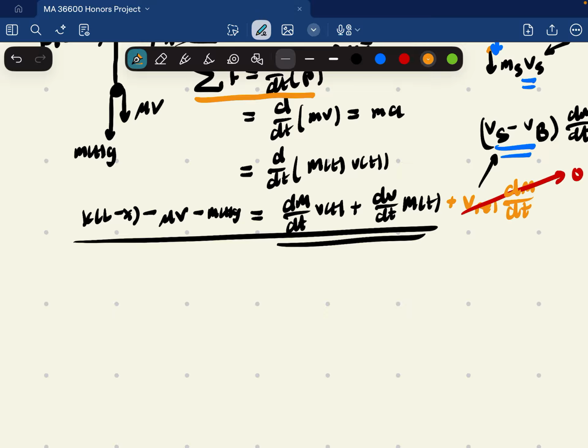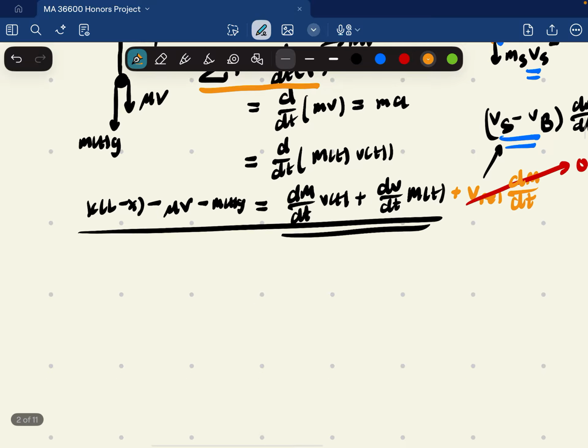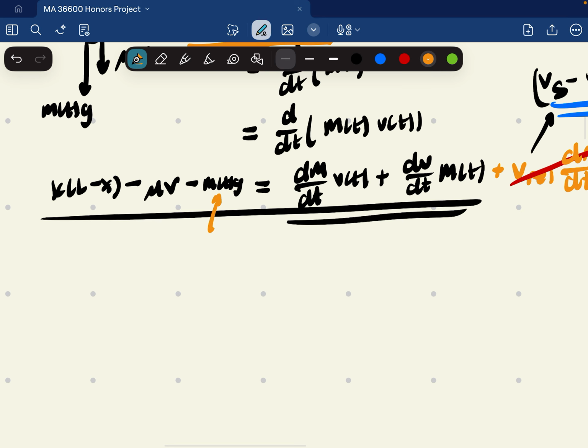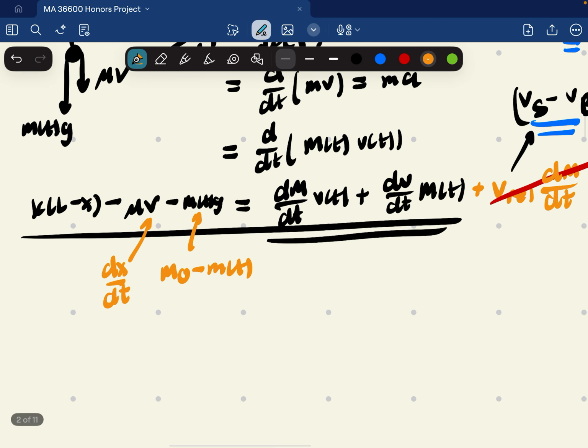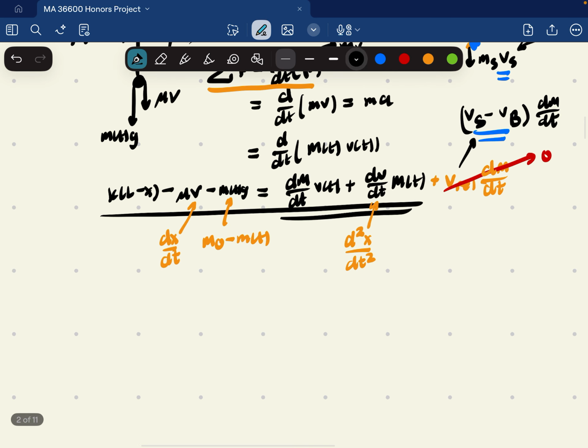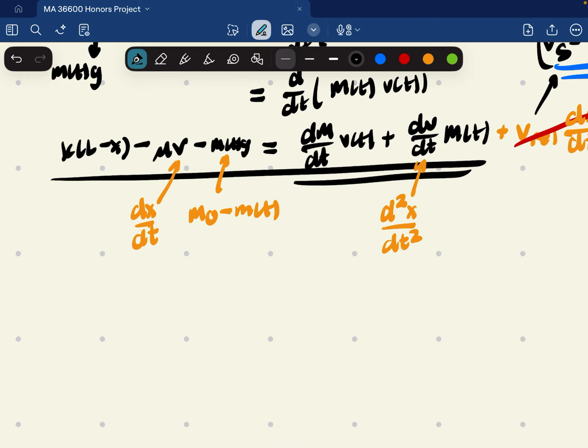Now I'm going to simplify this a little bit. I'm going to do some algebra, and I'm going to skip all that. But what I'm going to use is this M of t. I'm going to write this as m naught, the initial mass, minus little m of t, right? The velocity is the time derivative of position, or the time derivative of the displacement. And we'll have dv dt, which is going to be the second derivative of position. So I'm going to use all these particular relationships.